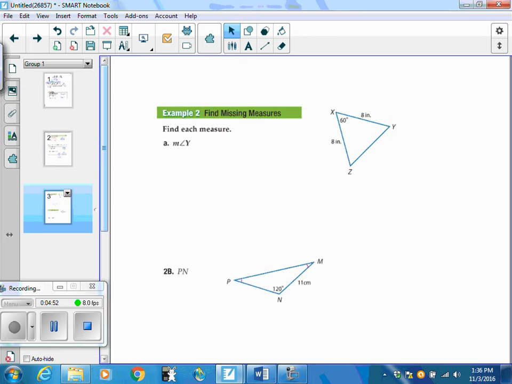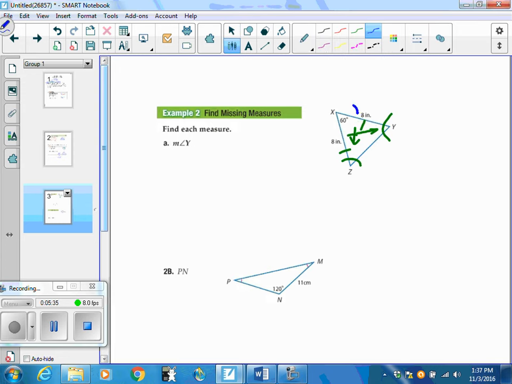Then we've got a couple of problems where we're going to find some missing measurements. Find each measure. And so for the first one, we have our triangle XYZ. We want to find the measure of angle y. I know that I have two congruent sides, so we could call those the legs of our triangle. And if I have two congruent sides, the angles opposite those are congruent. So that means that z and y would have to be congruent to each other.